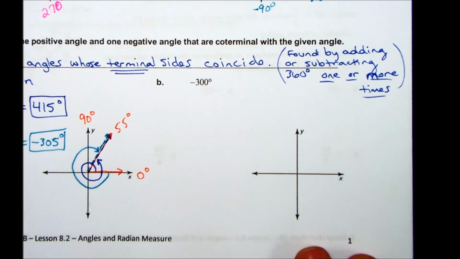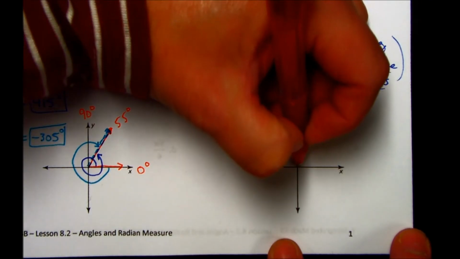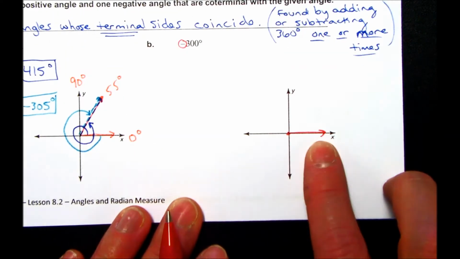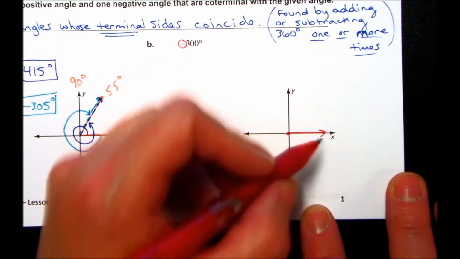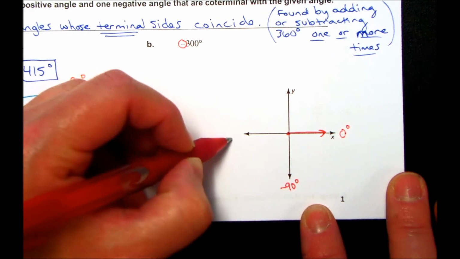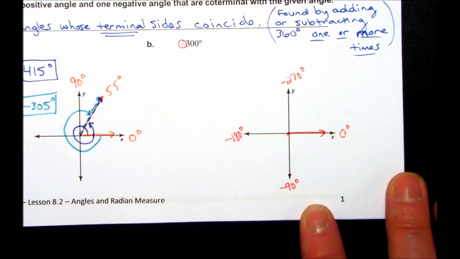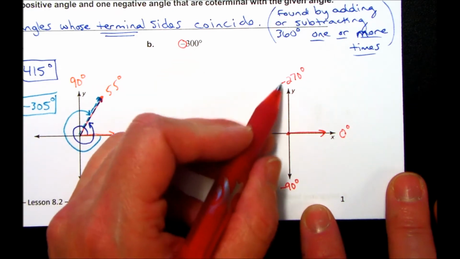We're going to do one more with a negative angle. With the negative angle, you want to make sure that your initial side is starting from the vertex at 0, 0 and going to the right. But since I'm going in the negative direction, I might want to label these as negative 90 degrees, negative 180 degrees, negative 270 degrees. So the negative 300 is going to be 30 degrees past the negative 270.